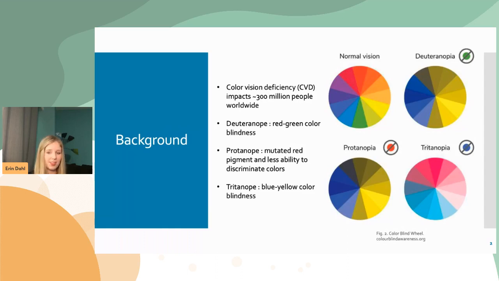The three different types of CVD are Deuteranope, Protanope, and Tritanope. Here I have a figure of a normal vision color wheel and simulations for each of these three forms of CVD. Deuteranope is the most common type of CVD and is known as red-green color blindness. Protanope is less common than Deuteranope and often described as a mutated red pigment and less ability to discriminate colors. Tritanope is relatively rare and known as blue-yellow color blindness.